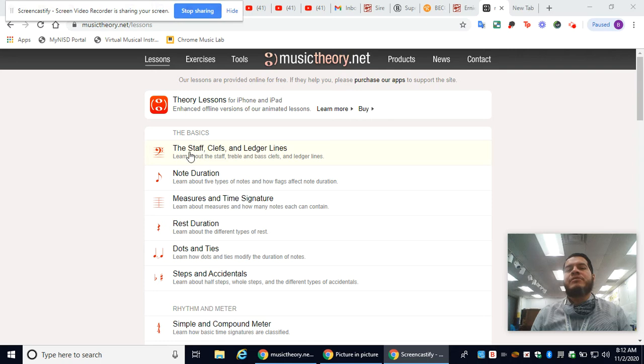I like to use this for in class stuff, just to demonstrate the different things that we can do. But anyways, okay, so it's musictheory.net lessons. We're gonna click on the first lesson that's called the staff, clefs, and ledger lines. Okay, so we're not learning a song today, similar to last week. Last week you learned about John Williams, and hopefully you got a lot out of that. And he's a very influential person in our lives.